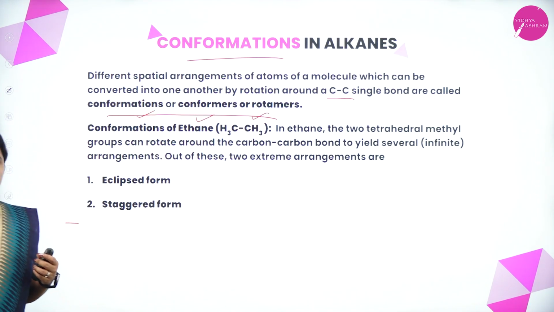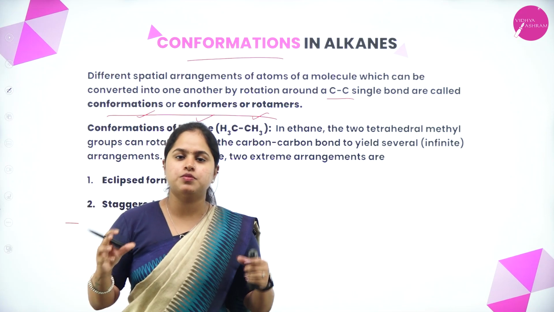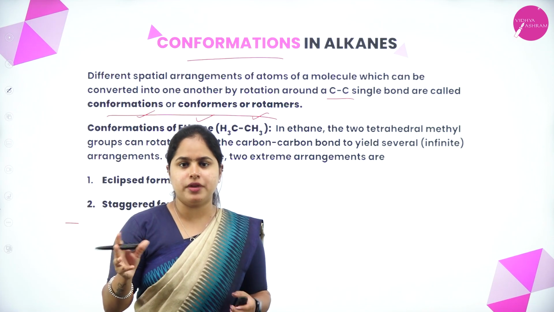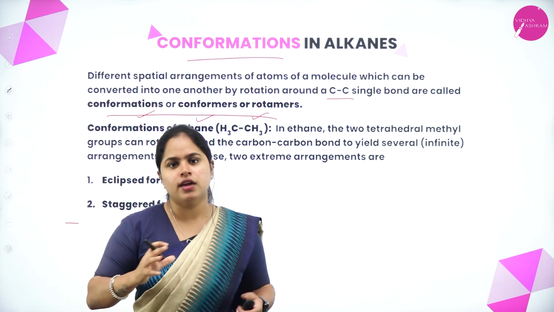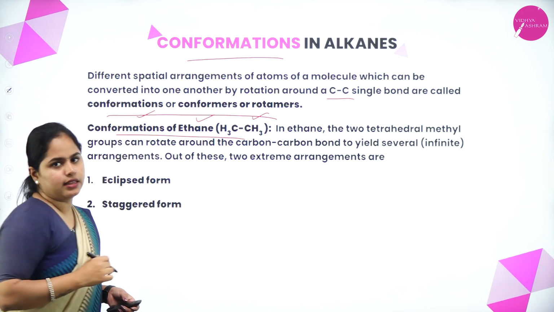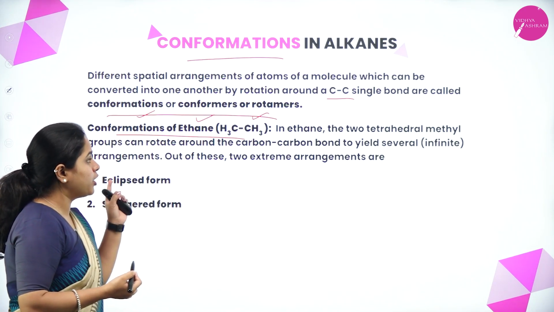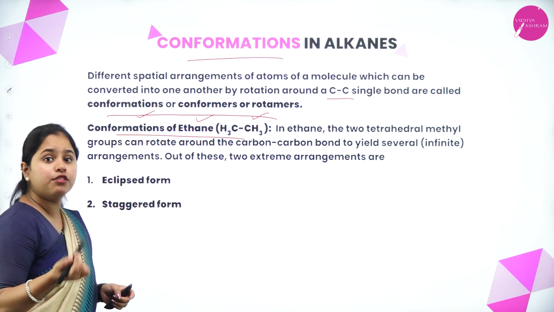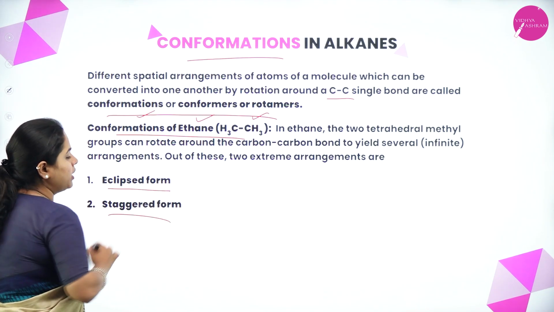So how are they spatially arranged? That means in each of these organic compounds, that is in alkanes, how the atoms are arranged in space, and from one arrangement to another arrangement, how we can rotate it about a carbon-carbon single bond. About this we are discussing in conformations of alkanes. Here we are going to study the conformations of ethane, that is CH3CH3, right? In ethane, the two tetrahedral methyl groups can rotate around the carbon-carbon single bond to yield several, that means infinite, arrangements. Out of these, two extreme arrangements are the eclipsed form and the staggered form.